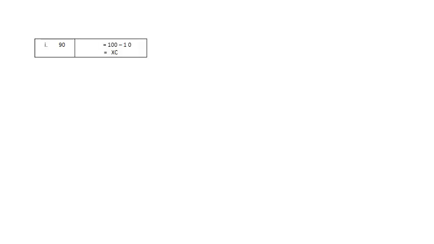Okay student, let's start with I. Here the I is given 90. Now 90 is not our basic symbol, so we'll convert this 90 as 100 minus 10. 100 minus 10 is 90.